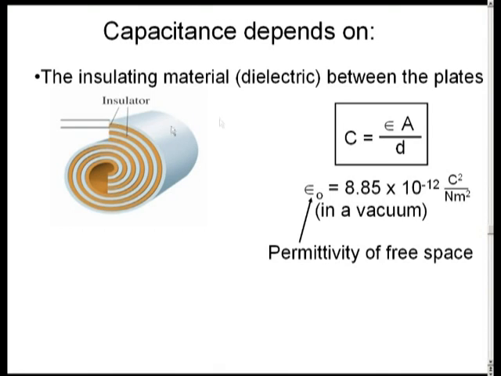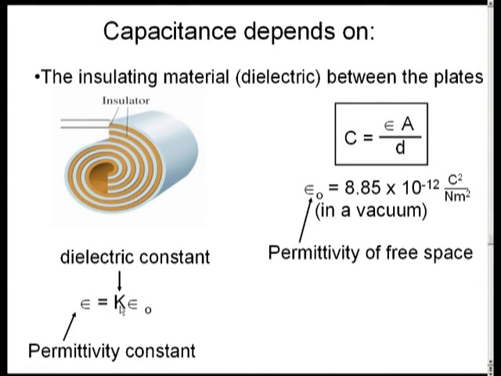That insulator inside there is called a dielectric. And there's a constant that goes with the dielectric. You look it up in a table, and we multiply that by this number, the permittivity of free space, to come up with the permittivity constant that we're putting into the capacitance formula.